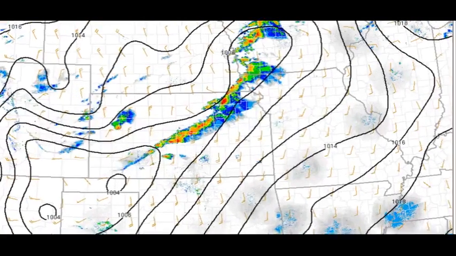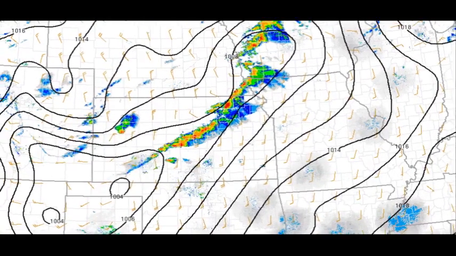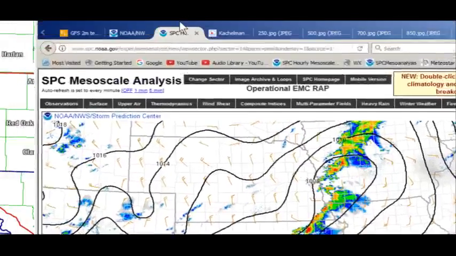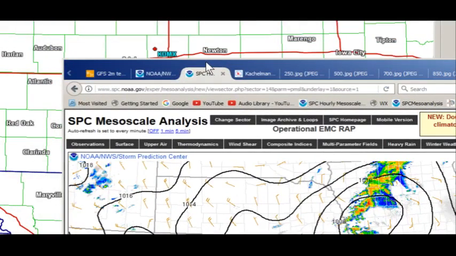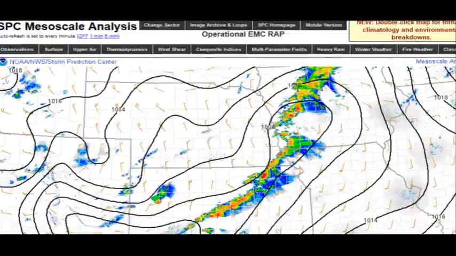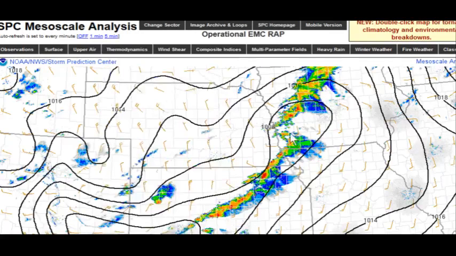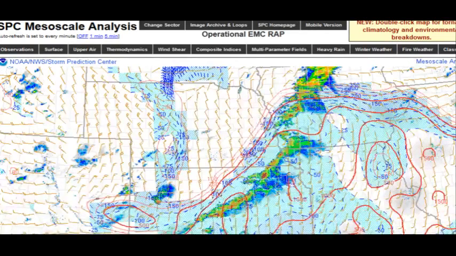Now, what kind of instability are we looking at today? This is the SPC Mesoscale Analysis page, spc.noaa.gov/exper. And we can go to the Thermodynamics tab here. And on a day like this, I think maybe the 100 millibar mixed layer would be a good solution to figure out the instability. So there it is.